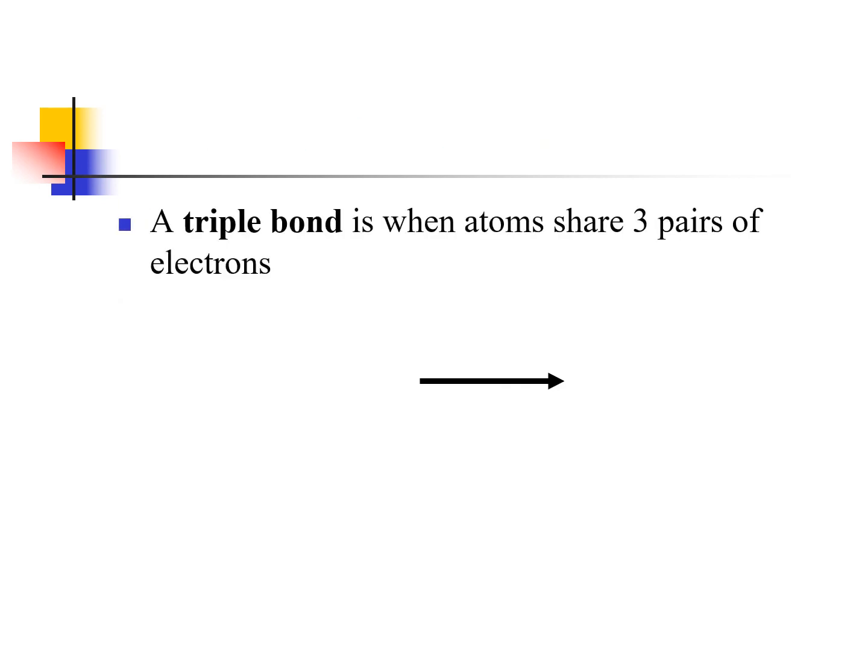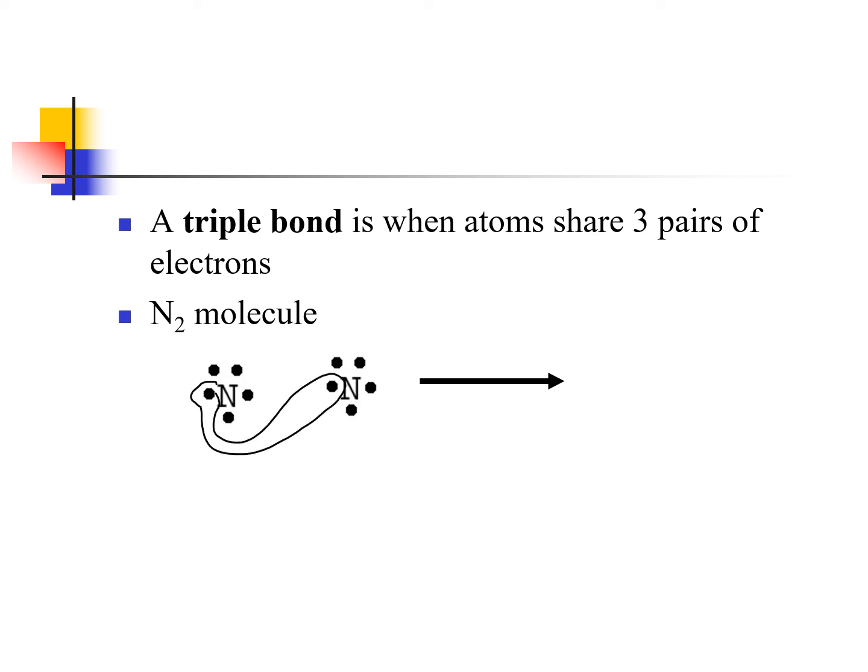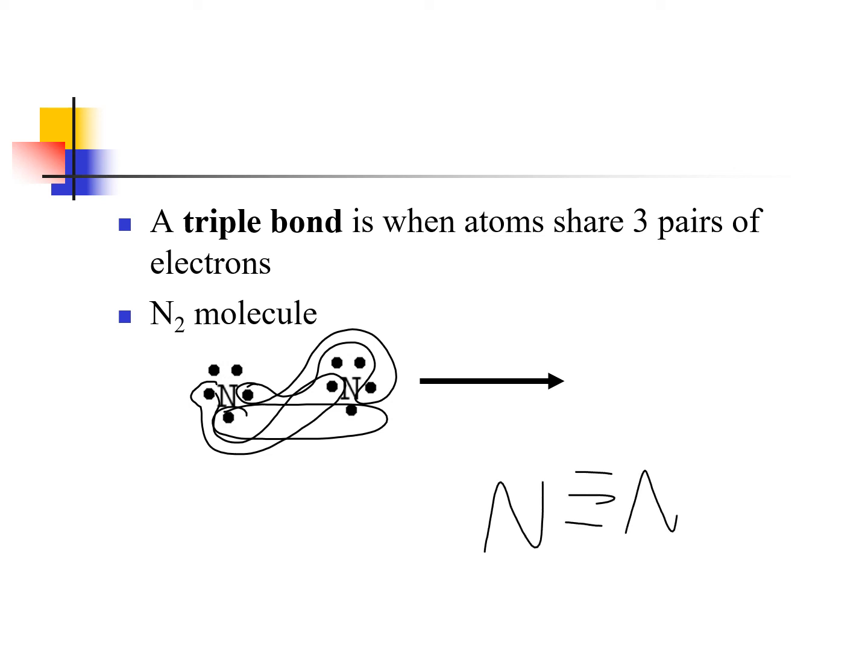Another example, so we can talk triple bonds. It's when 3 pairs of electrons are shared. A great example of this is nitrogen. So here are 2 nitrogen atoms, and again, we can do that connect the dots thing. So it's 3 in the connection, so we would see a triple bond and a lone pair on each nitrogen.